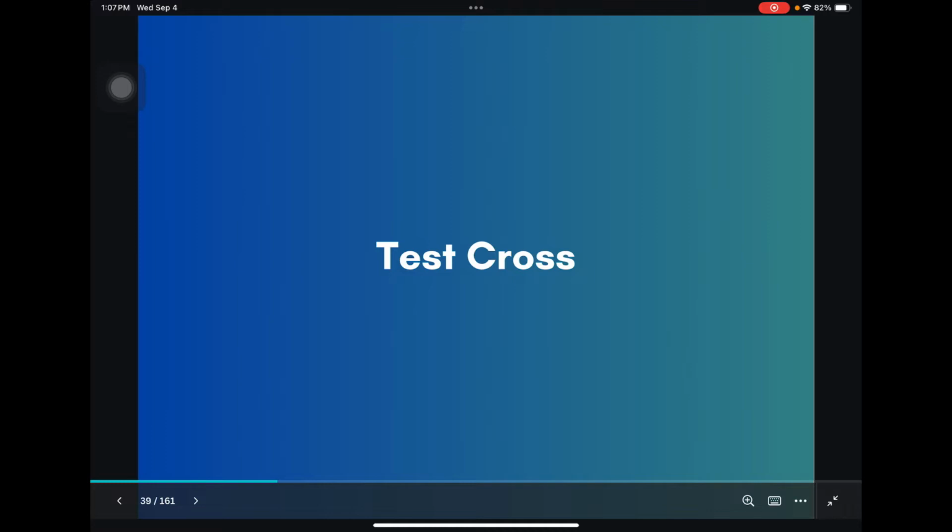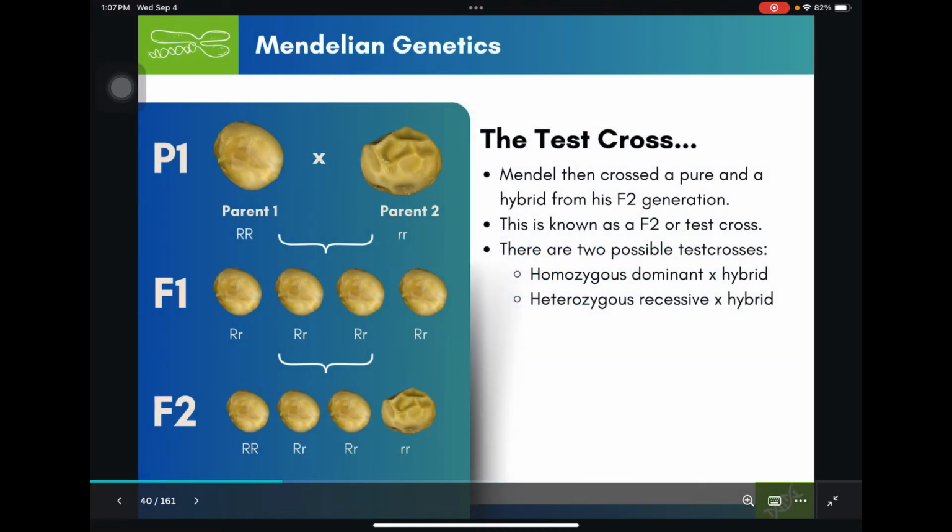Now, let's talk about the test cross. So what is a test cross? A test cross is technically a continuation of what Mendel conducted. Last time, in the previous slide, we stopped at this generation, but in a test cross, further genetic crosses or further breeding of the plants from the F2 generation will be conducted.